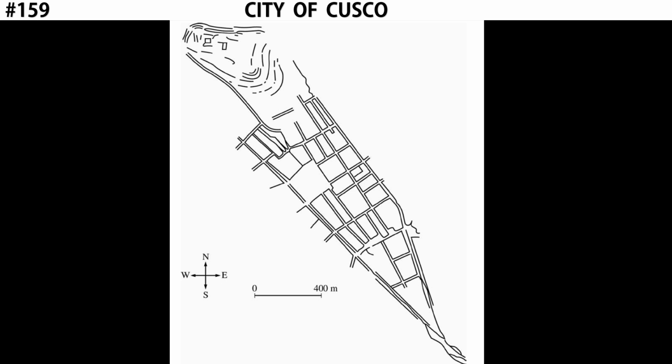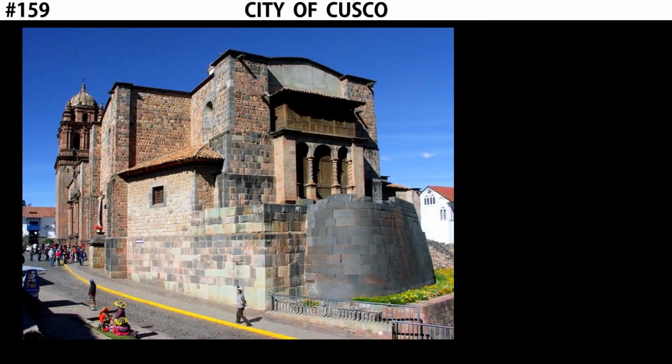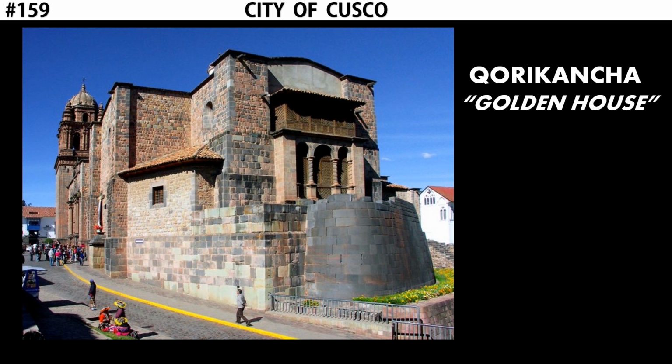Now, in the Sacsayhuamán, in the head of the puma, is where we find this site. This is the Korikancha, also known as the Golden House.